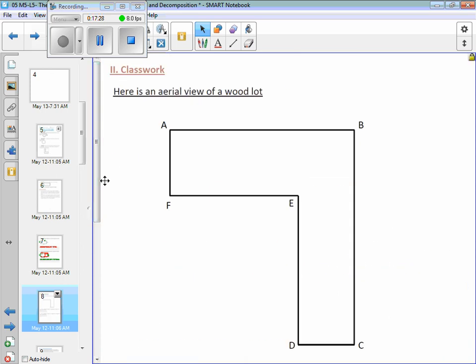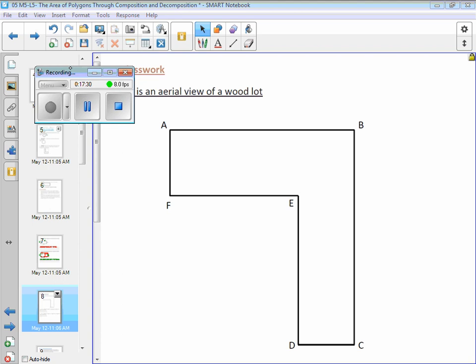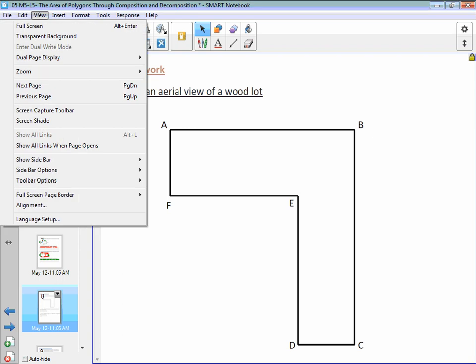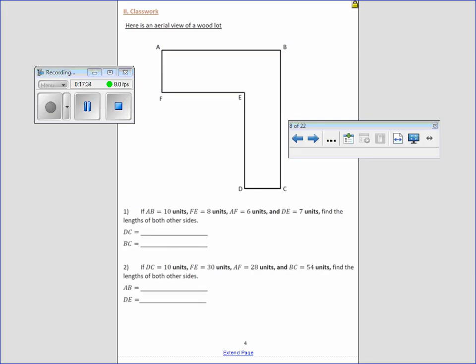All right, so I'm going to go to full screen so I'm not scrolling all over the place. View, full screen. Okay, first let's fill in the lengths of the pieces that they're giving us. A to B is 10 units, so we find line AB and you put in your 10. FE, which is here, is 8.